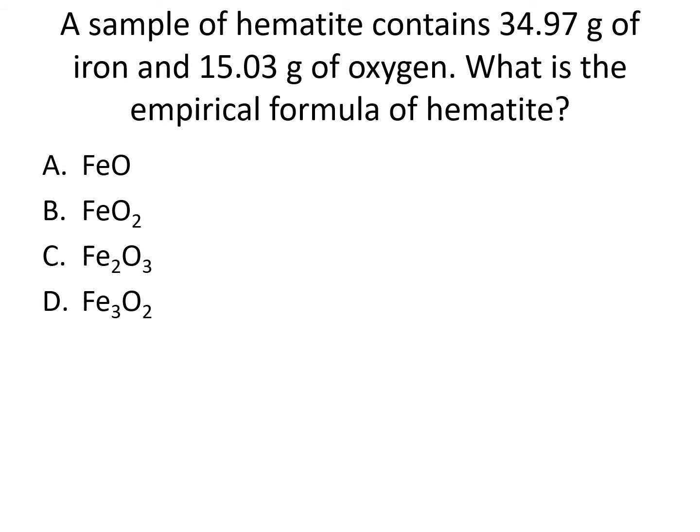A sample of hematite contains 34.97 grams of iron and 15.03 grams of oxygen. What is the empirical formula of hematite? As you approach this problem, you're going to trust that the values given in the problem are correct. Whatever ratio you come out with, you need to maintain that ratio. Be aware this is going to be a little bit tricky. Is the answer A, FeO, B, FeO2, C, Fe2O3, or D, Fe3O2?